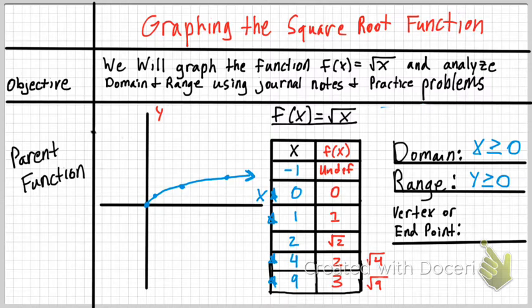All right, so our vertex or endpoint in this case is going to be 0, 0. So that's that start point over here. That is right here. It kind of acts as the vertex, but we can't really call it the vertex because it's not really a parabola or anything like that, so we're just going to call it the endpoint.